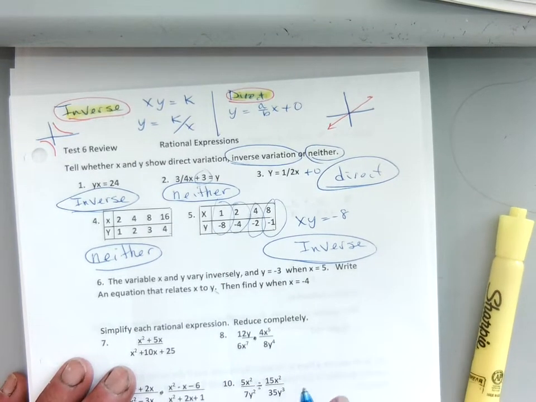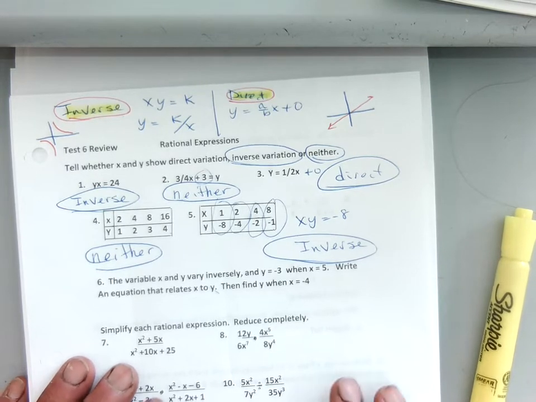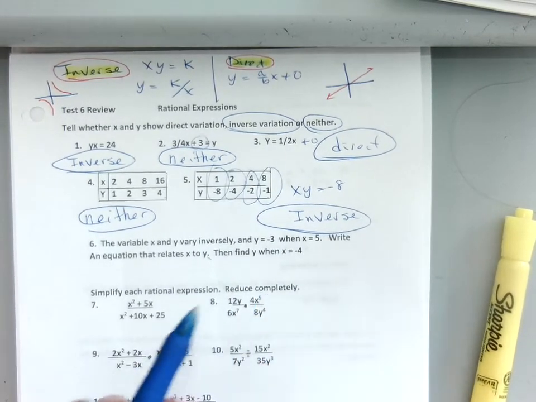Okay, 6. Am I going too fast? Yes. Okay. I don't mind waiting. I can wait.